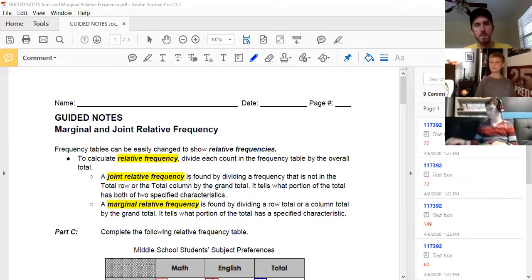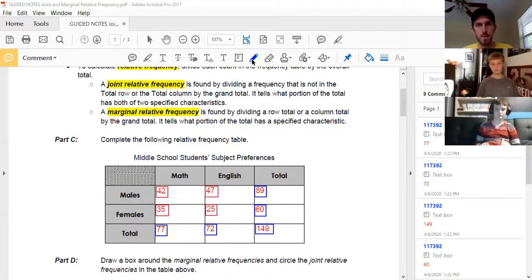All right. So yesterday we talked about joint and marginal frequencies. Remember that marginal frequencies are on the margins, right? So we got marginal frequencies here on the outside in blue. And then the joint frequencies are right there in the middle, the things that we join together.